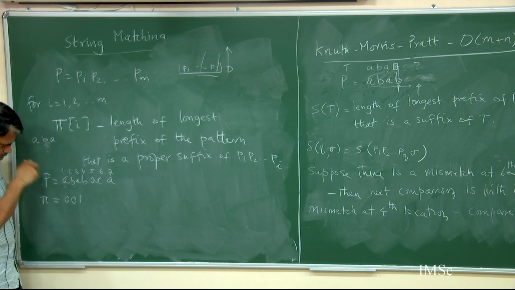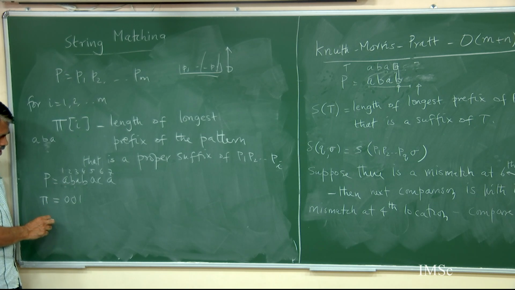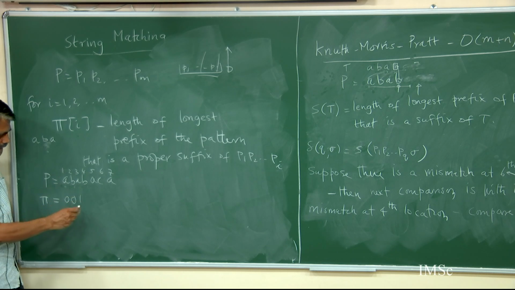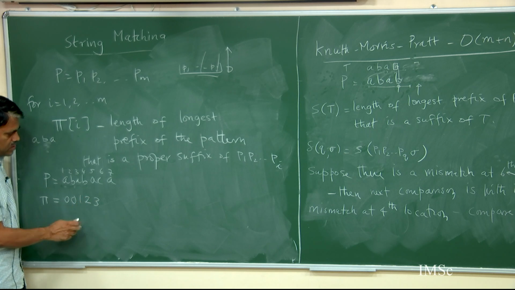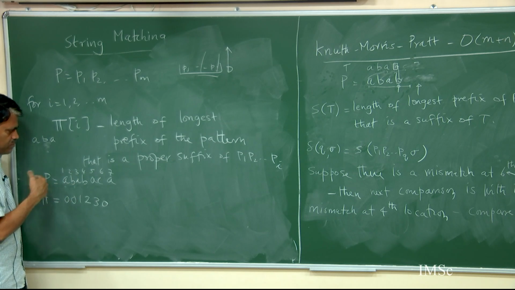So if I have gone up to ABAB, then the proper suffix which is a prefix is 2, because AB is the proper suffix which is a prefix, and here ABA is a proper suffix which is a prefix. Here 0, because there is no suffix which is a prefix here, and here if you matched up to this point, what is the proper suffix which is a prefix? It is only A.